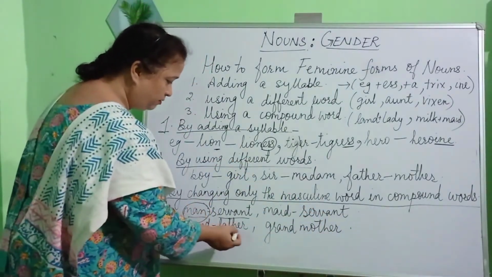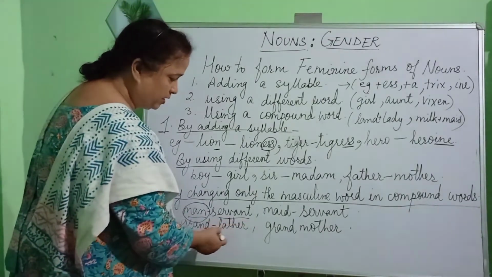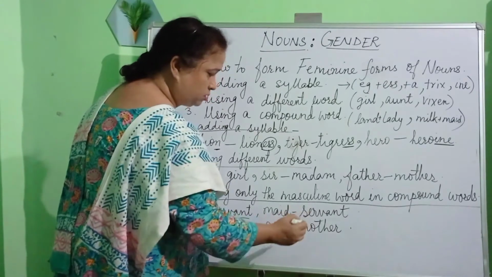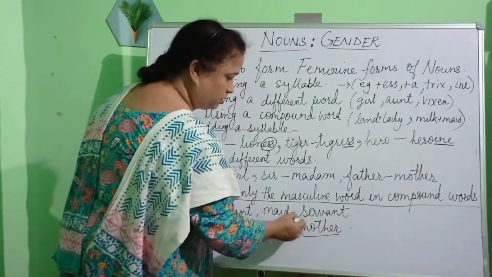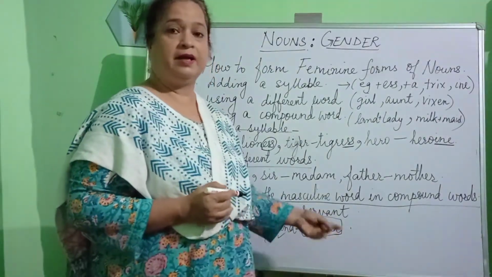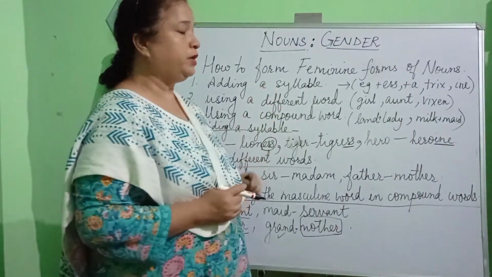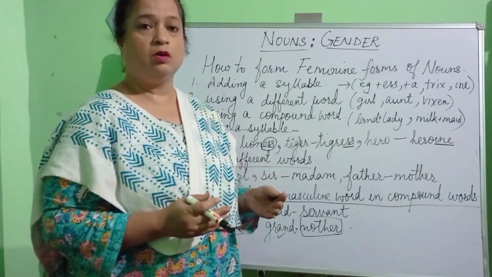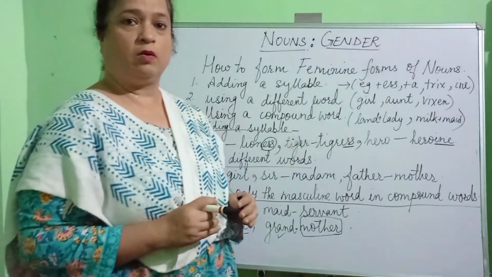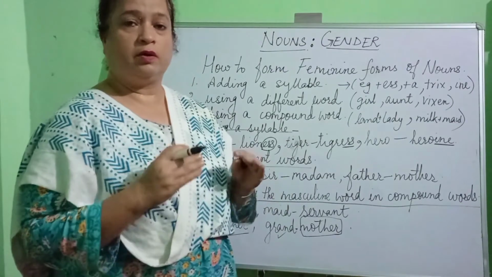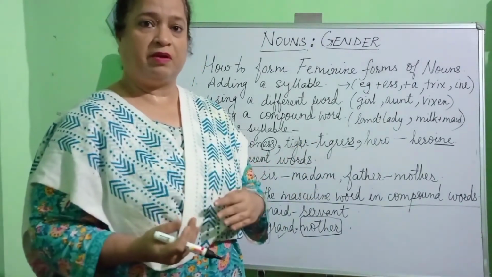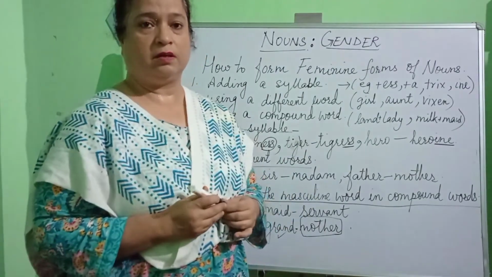Likewise, we have grandfather. So what's the masculine over here? Father is the masculine. We used grand as it was, but we changed the masculine gender to the feminine gender and added mother. So this becomes grandmother. So this is how we are going to change words from the masculine gender to the feminine gender. Now let us have a look at how we are going to rewrite our sentences from the masculine to feminine or from the feminine to the masculine gender.